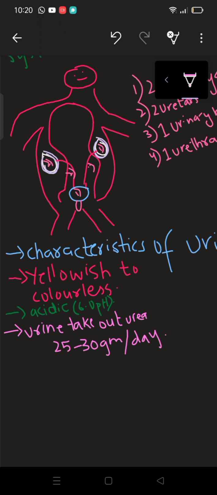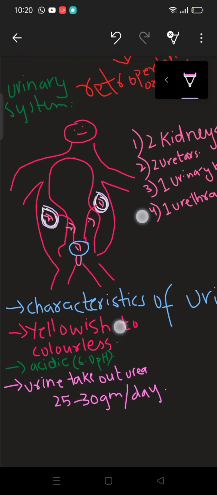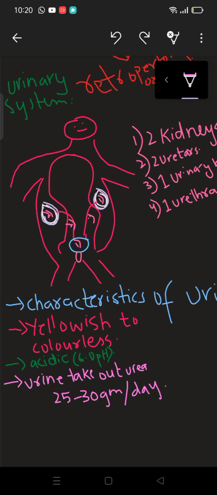So this was all about today. Tomorrow we'll be going with how urine is made. This was all about the basics of the urinary system. Tomorrow we'll be going with the formation of urine.